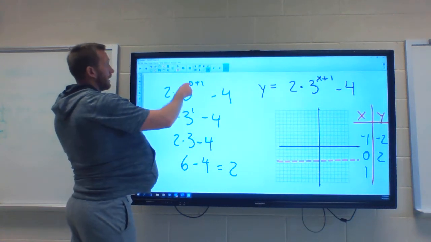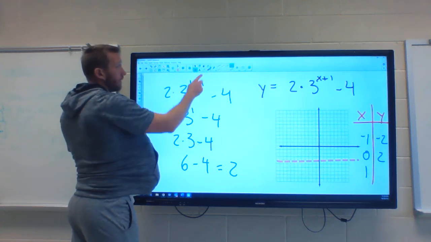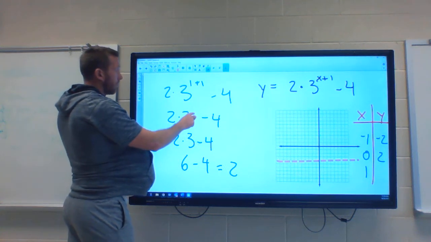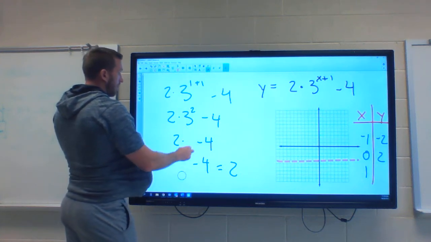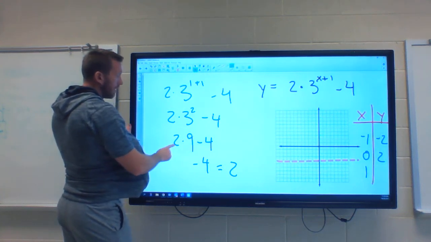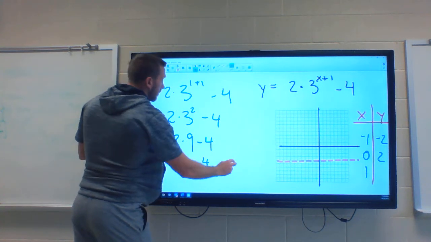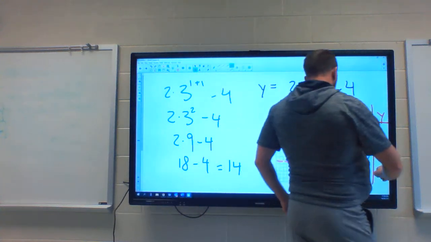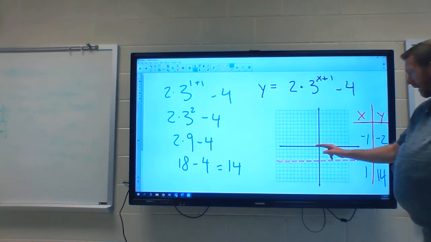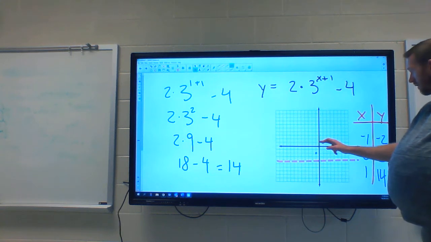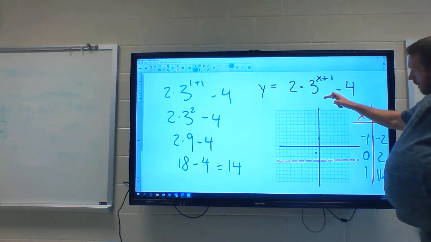Final one, I'm going to change this. I'm going to plug in an x value of 1. So now I've got the exponent 1 plus 1. Exponent of 1 plus 1 is 2. 3 squared is really 9. 2 times 9 is 18. 18 minus 4 is 14. Okay, and now I'm going to graph that. -1, -2, 0, 2, 1, comma, 14, way up high.